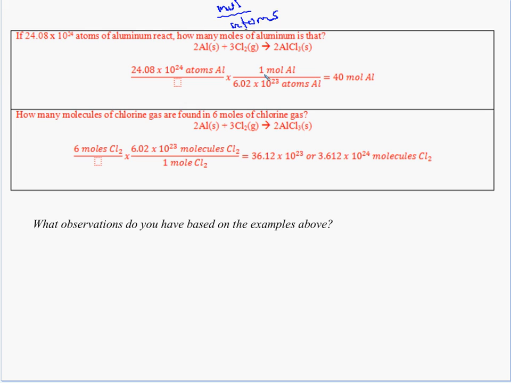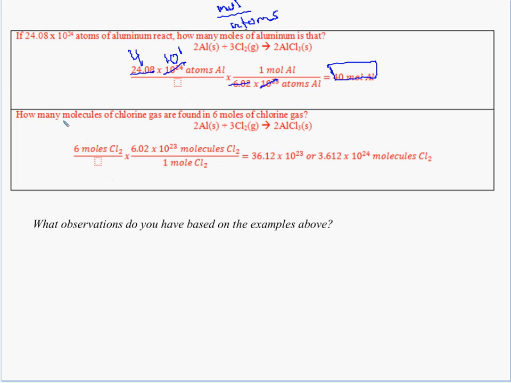Oh, here we go. So 1 mole equals 6.02 times 10 to the 23rd atoms. So then this goes in, it gives us 4, and then we subtract the exponents, so that's just 10 to the first. So 4 times 10 is 40 moles of aluminum.